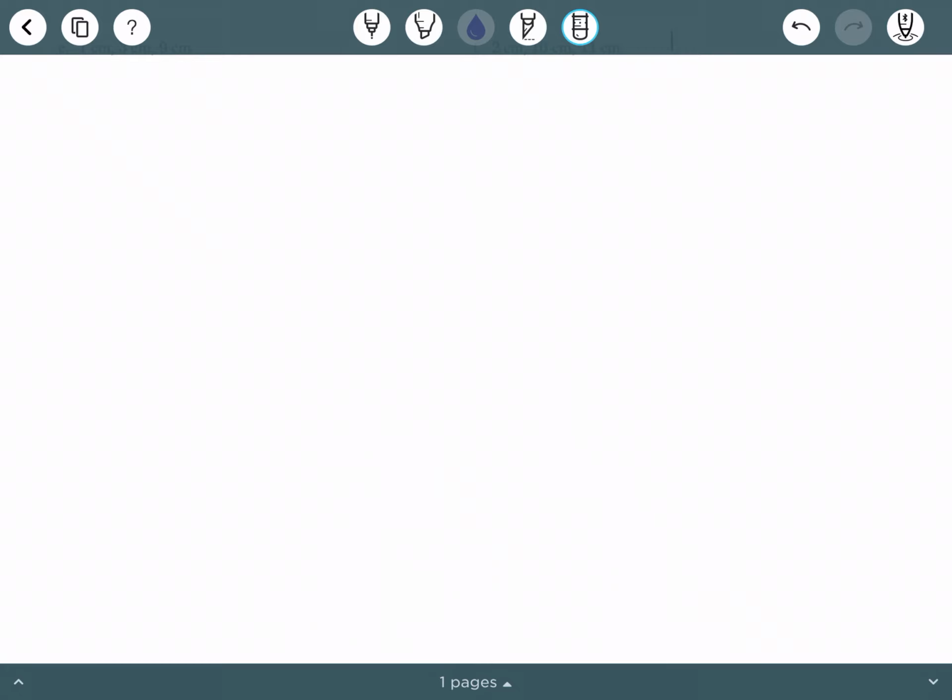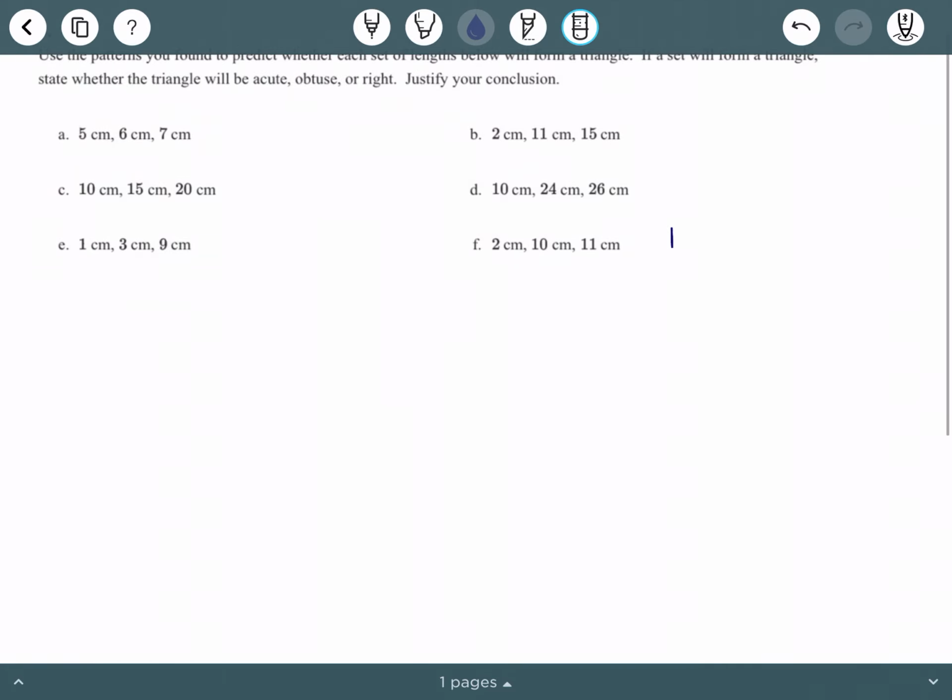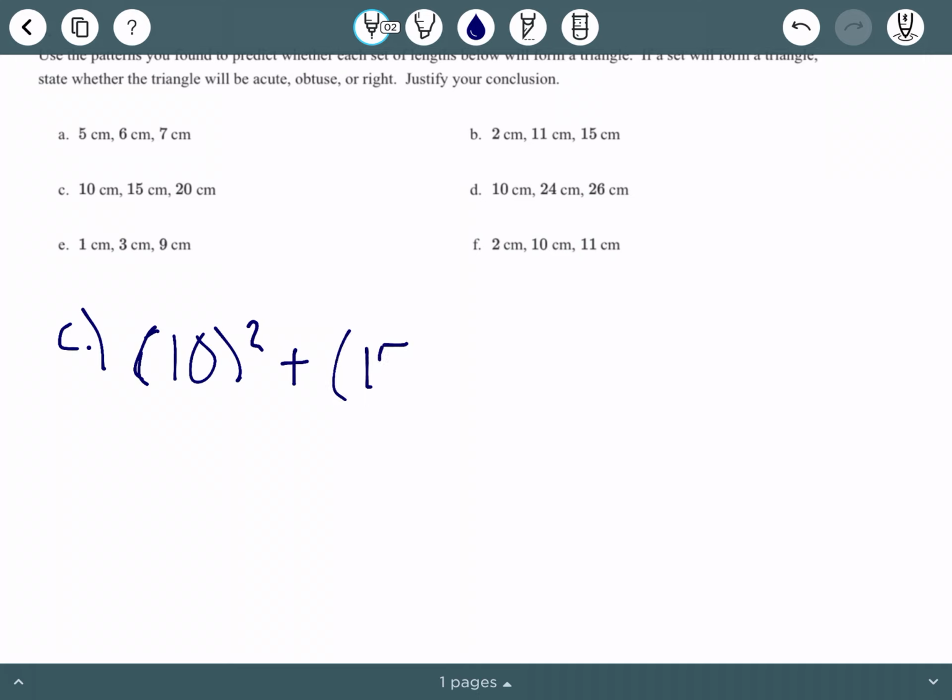All right, that brings us to C. So we have sides 10, 15, and 20. 10 plus 15 is 25, yep, that's greater than 20. So it is going to make a triangle. Let's find out what type of triangle it is. I'm going to do 10 squared plus 15 squared. I don't know whether it's greater than, less than, or equal to 20 squared, but we're going to find out. So I'm going to put that little blank space there.